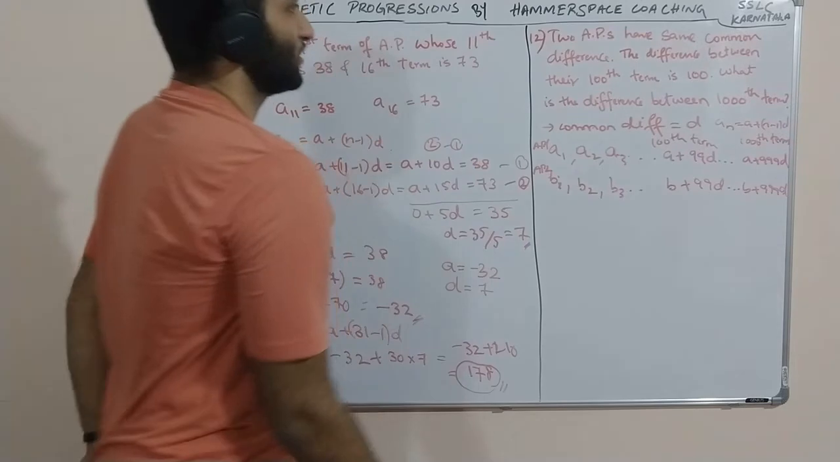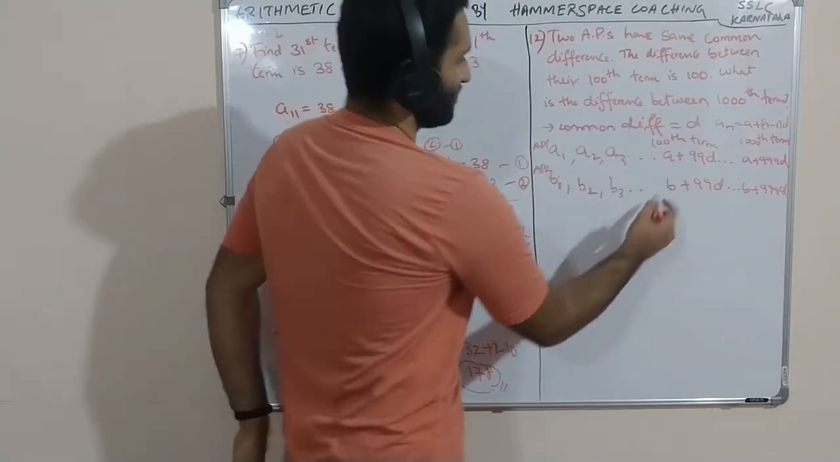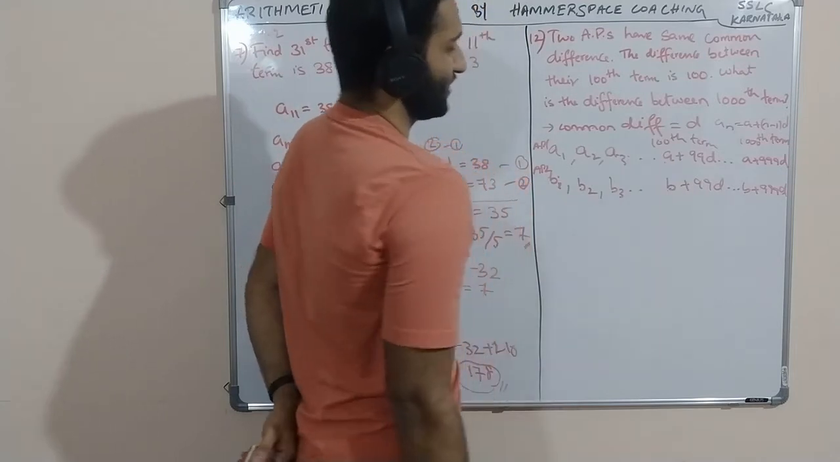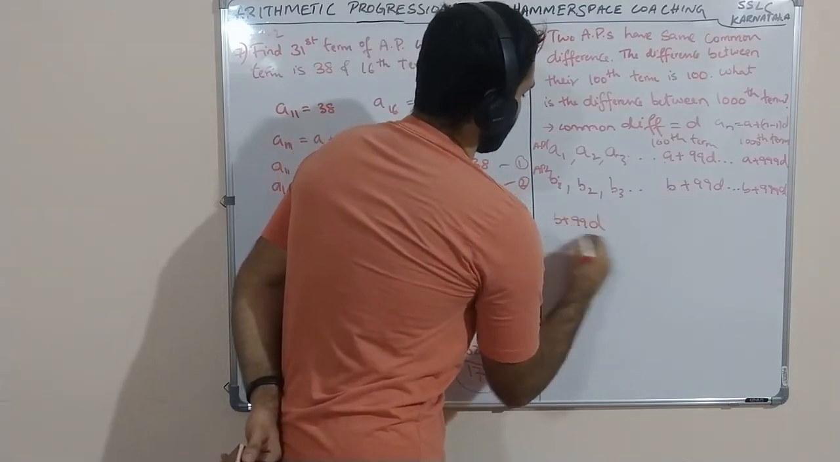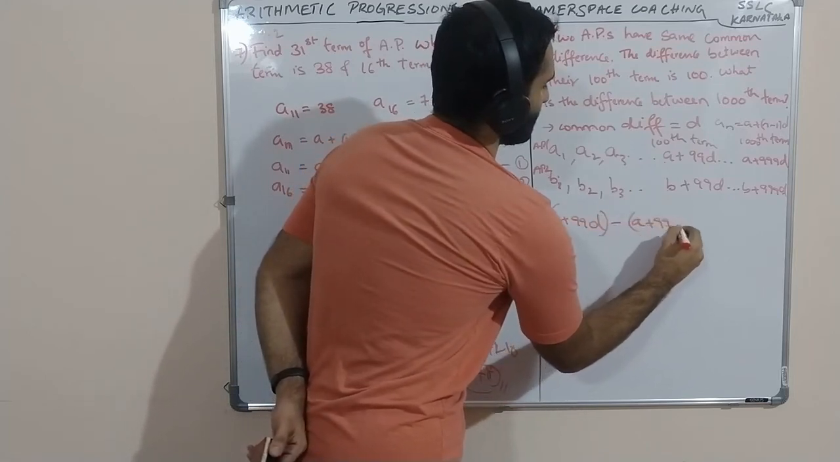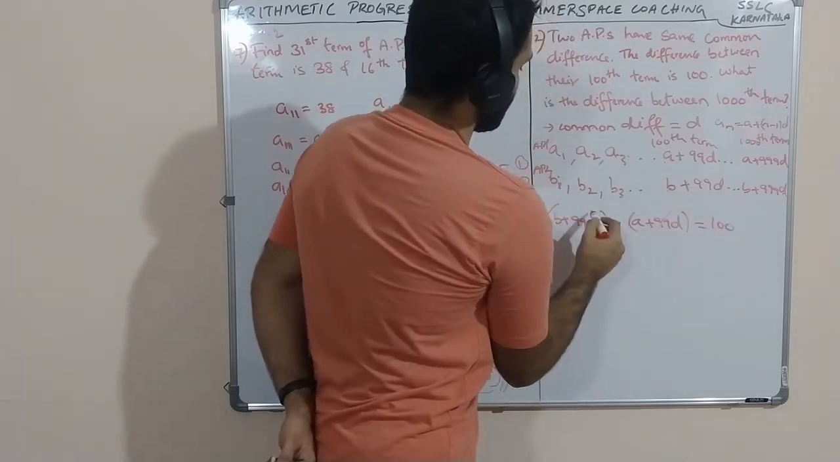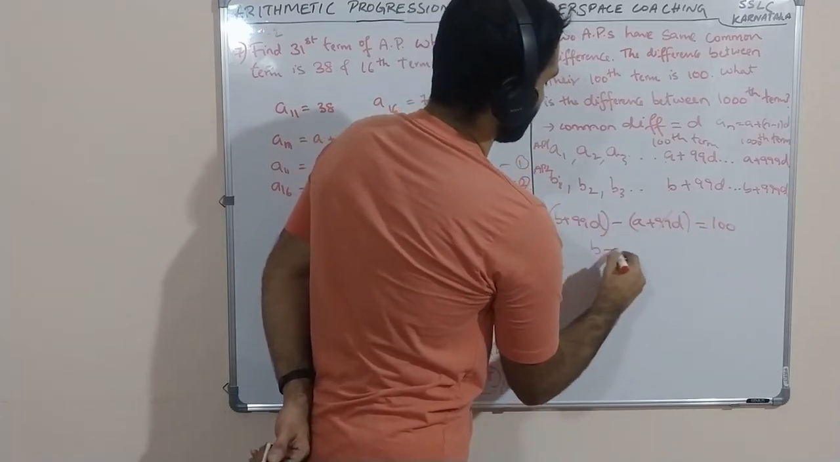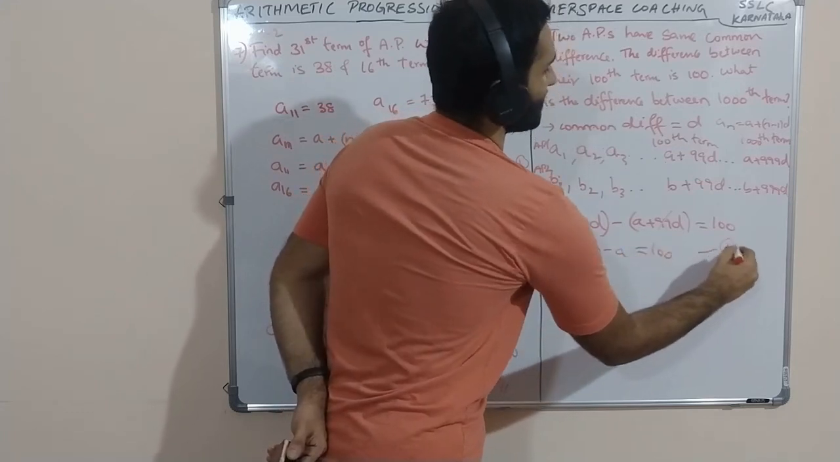Now the difference between their 100th terms is 100. So this minus this is 100. So B plus 99D minus A plus 99D equals 100. Therefore 99D gets cancelled. B minus A equals 100. This is equation 1.